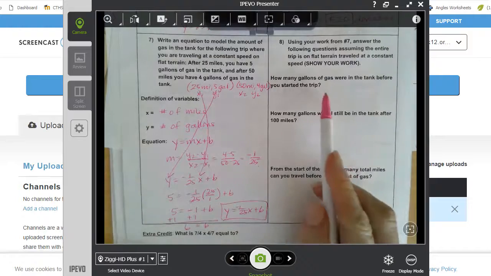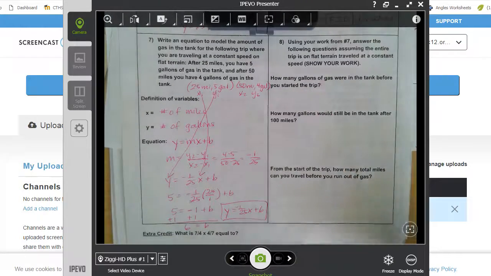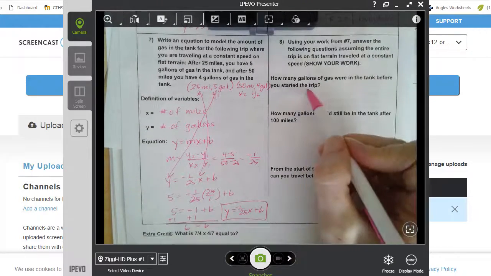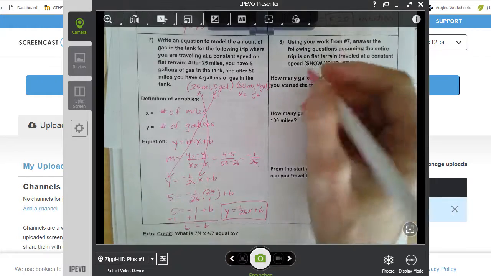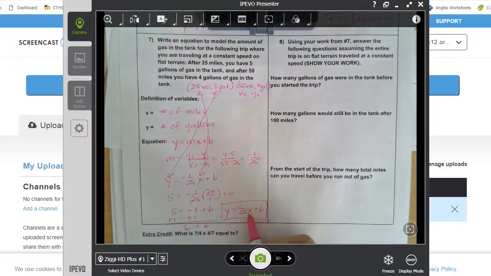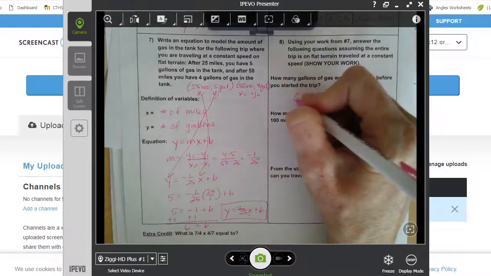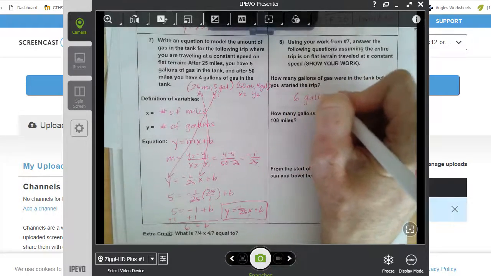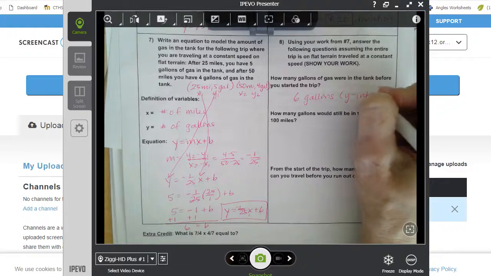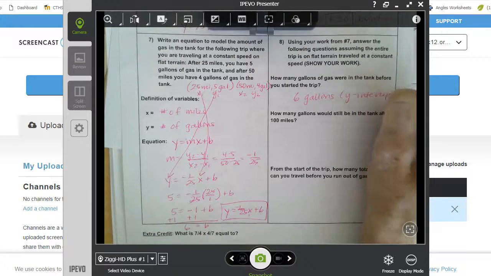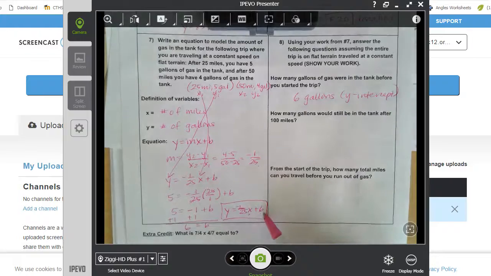So how do I use it? Well, how many gallons of gas were in the tank before I started the trip? Well, that's where x equals 0. When x equals 0, I had exactly 6 gallons of gas in the tank. That's my y-intercept. At 0 miles, I had 6 gallons.